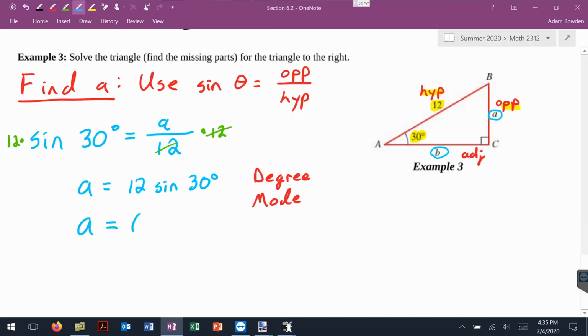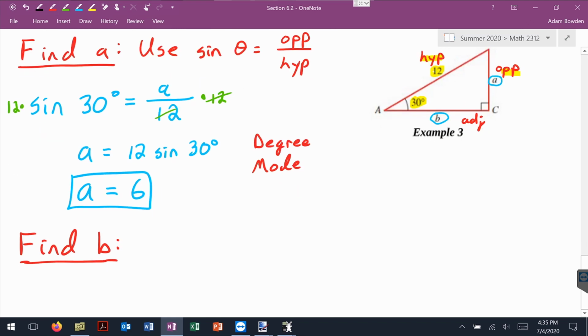So A is equal to 6. Side opposite is equal to 6. Now, to find the other side, B, on the adjacent, we technically have two options at our disposal. We could use a squared plus b squared equals c squared, since we now have two of the three sides. But just as an example, I'm going to use the cosine of theta, because the cosine of theta is adjacent over hypotenuse.